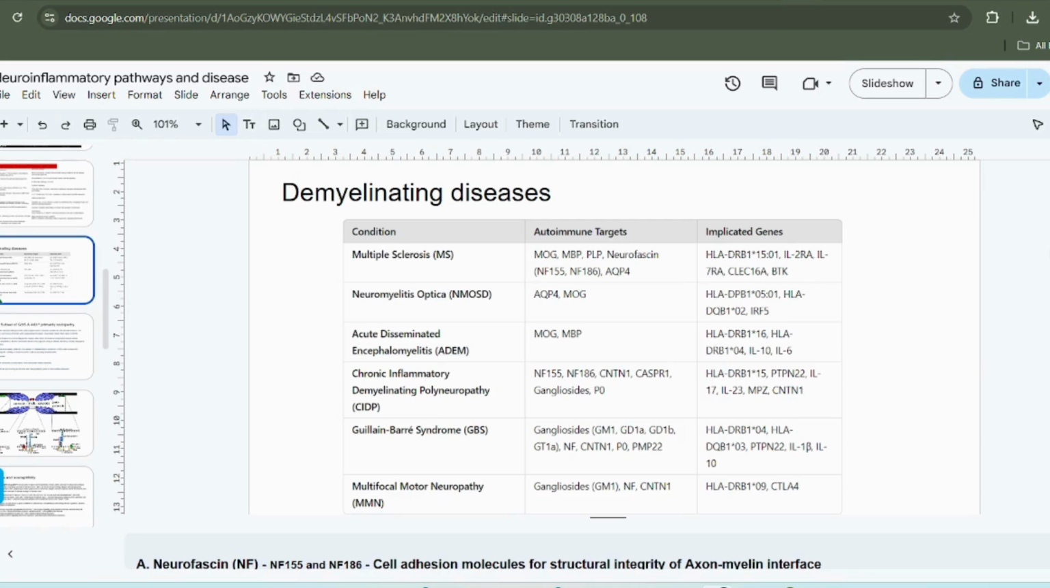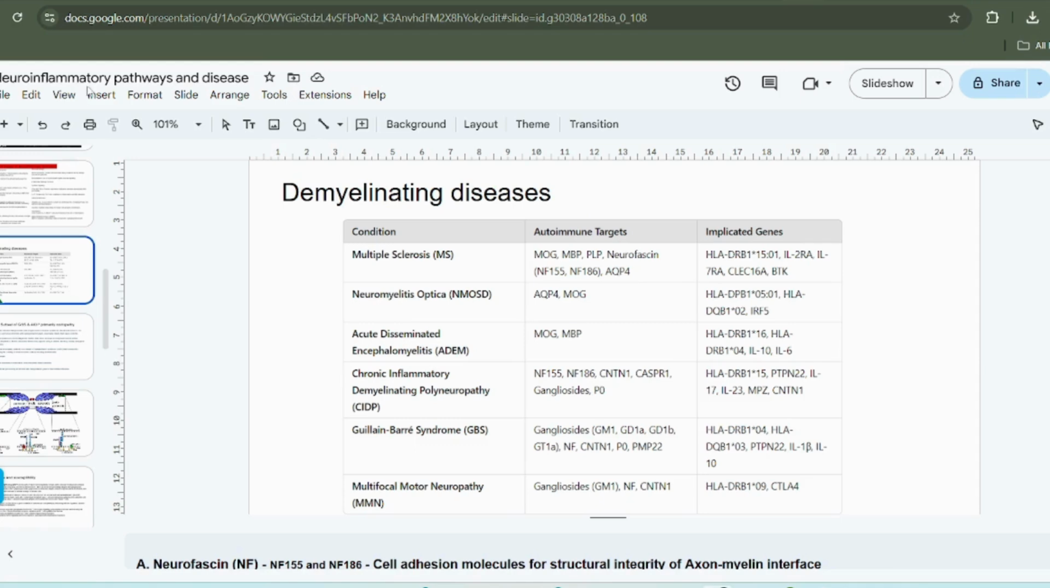Here is a table outlining the pathophysiology of demyelinating diseases through the specific autoimmune targets that contribute to each disease. First of all, neurofascin 155 and 186, which are cell adhesion molecules for structural integrity of the axon-myelin interface. They are expressed on oligodendrocytes in the central nervous system and Schwann cells in the peripheral nervous system, where NF186 is localized at the nodes of Ranvier, which is implicated in nodopathies, and can be targeted through autoantibodies which disrupt node integrity, leading to demyelination and impaired conduction of action potentials.